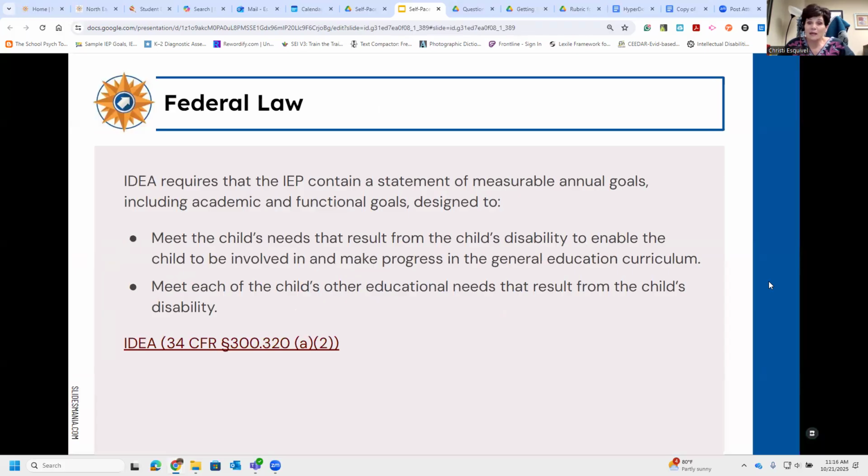IDEA tells us that the IEP must contain a statement of measurable annual goals, including academic and functional goals, designed to meet the child's needs that result from the child's disability that enable the child to be involved in and make progress in the general education curriculum. Additionally, the IEP must contain goals that meet each of the child's other educational needs that result from their disability.